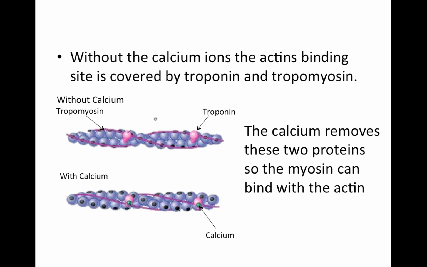Without calcium, the actin binding site is covered by two proteins, troponin and tropomyosin, so the myosin can't bind with the actin. The calcium binds to the troponin, which displaces it, and causes the tropomyosin to also displace. This allows the myosin to bind with the actin.